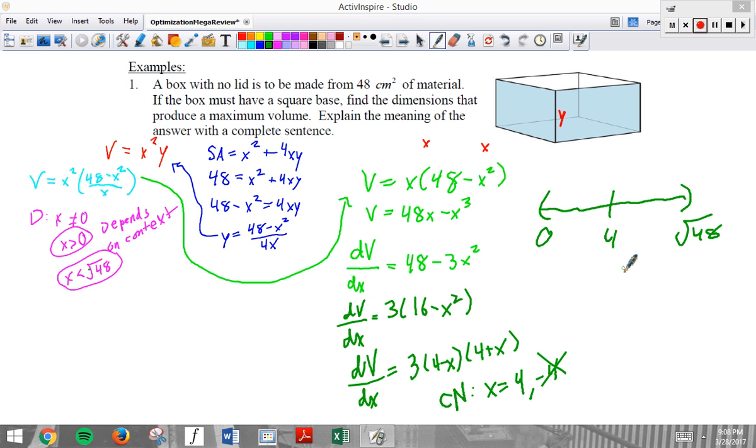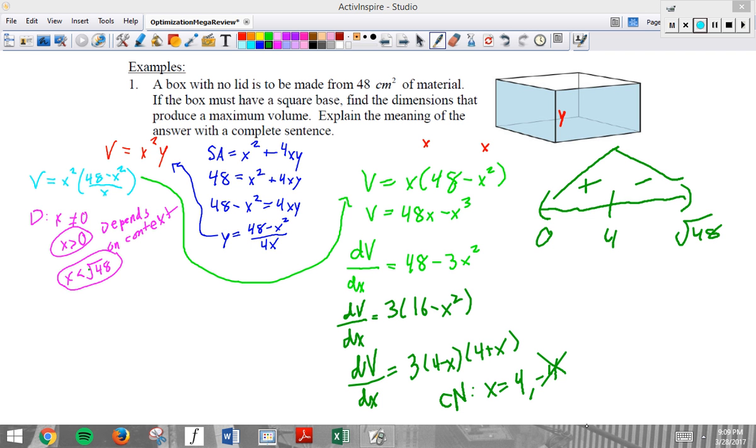Because the justification in terms of a sentence would still have to be: 4 produces the maximum volume because at that point the change in volume goes from positive to negative. And in fact it does. Check 1 in this, oh, we get a positive. Check 5 here, we get a negative. If that helps you.